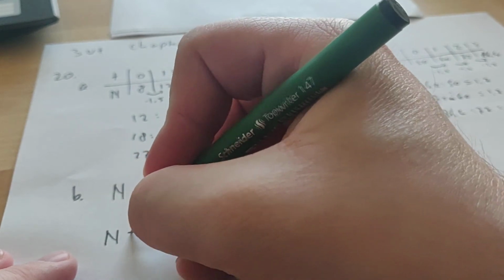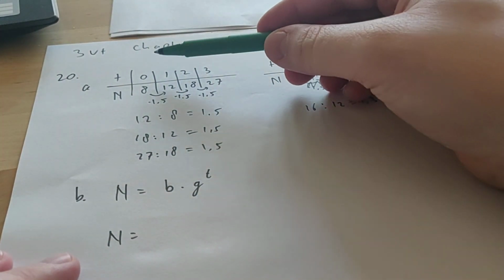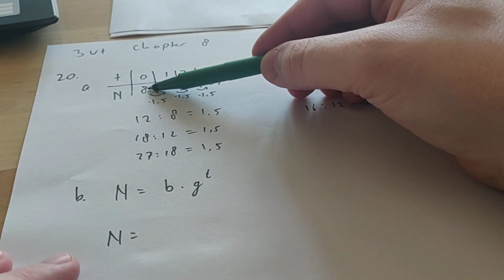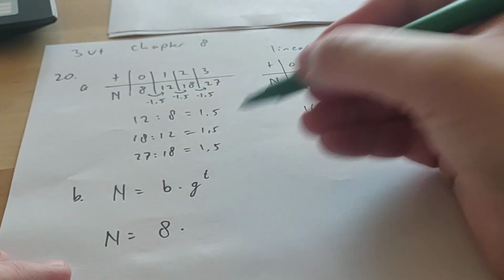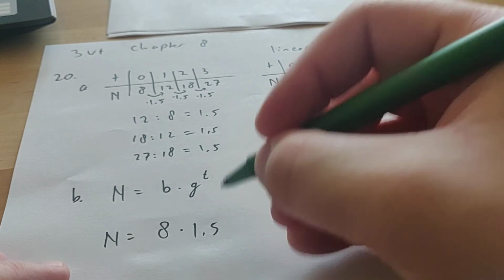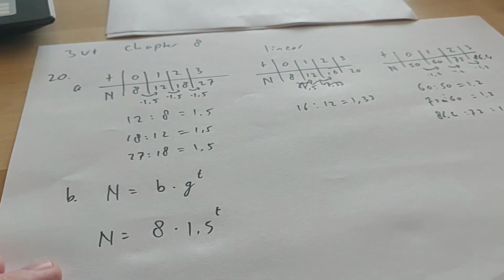So if I want to make this formula, then I have to take a look at the table what the starting value is. The starting value is 8. So I'm going to write down 8 here. The growth factor is 1.5 to the power of t. So this is the formula.